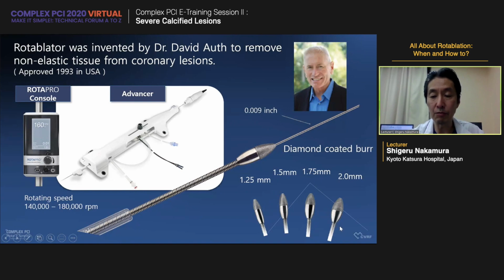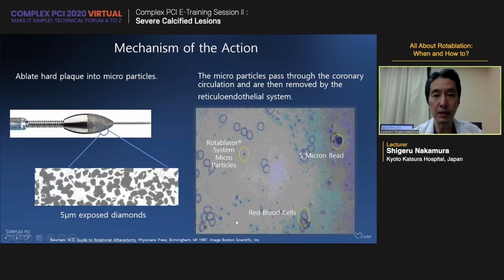This is 6 French guiding compatible. Maximum size is 2.25 now. The mechanism of action is to abrade hard plaque into microparticles. This rugby ball head has 5 micrometer exposed diamonds. The microparticles pass through the coronary circulation, then are removed by the reticuloendothelial system. This is the particle of the abraded material, and a red blood cell is usually 8 micron, so these particles go through the microcirculation.